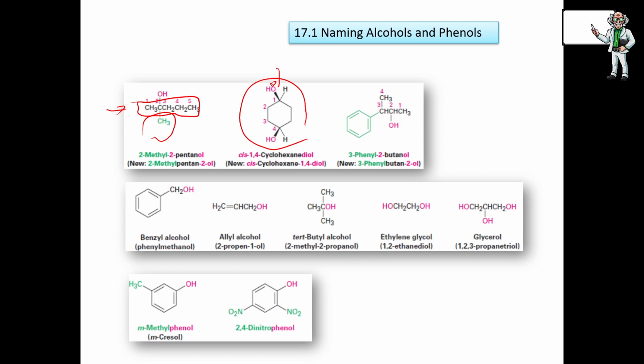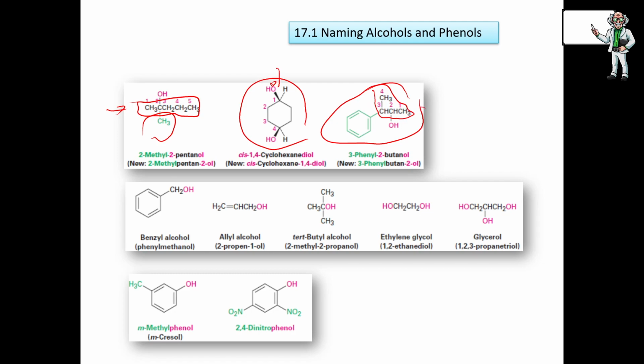Okay? And the last thing that I have to do is to give the stereochemical information. In this case, the 2 alcohols are on the same side of the ring. That means both are up. That means that this will be a cis-1,4-cyclohexanediol or a cis-cyclohexane-1,4-diol. Up to you. Last one. Here the main chain will be this one.